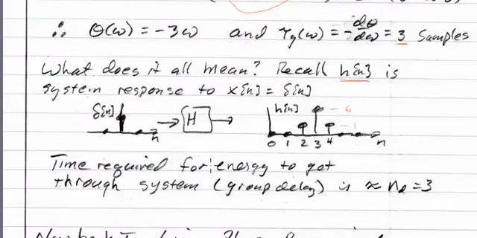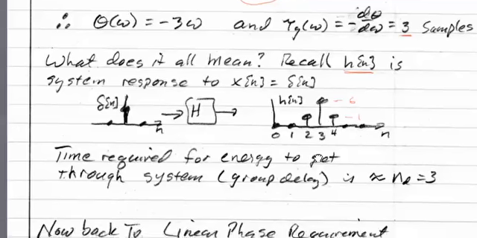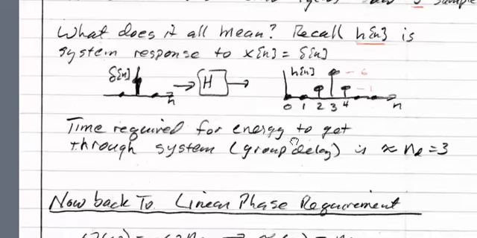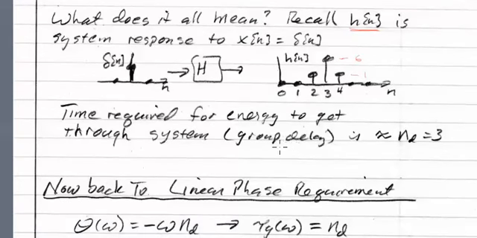It should look as though it takes about 3 samples for the biggest part of the energy to get through this system. That's the group delay. We found the group delay is 3. That's how much time it takes for the energy to get through the system. And notice it smears it out, so it all isn't happening at once. But the group of energy is getting through the system in 3 time steps.